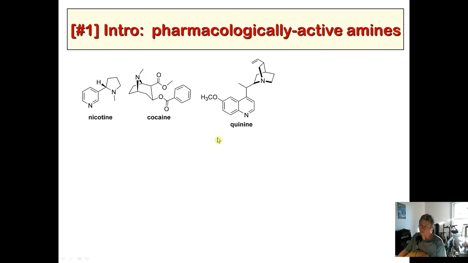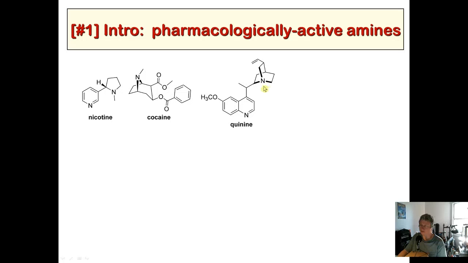Amines are commonly found in a lot of pharmacologically active substances. Nicotine. Cocaine has a kind of weird nitrogen ring system above here. Quinine, which is found in tonic water, and it's also anti-malarial. It has a kind of weird structure with a quinoline heterocycle on the bottom, the benzene and the nitrogen with a 6-member ring, and also this other nitrogen. And this is, again, anti-malarial.